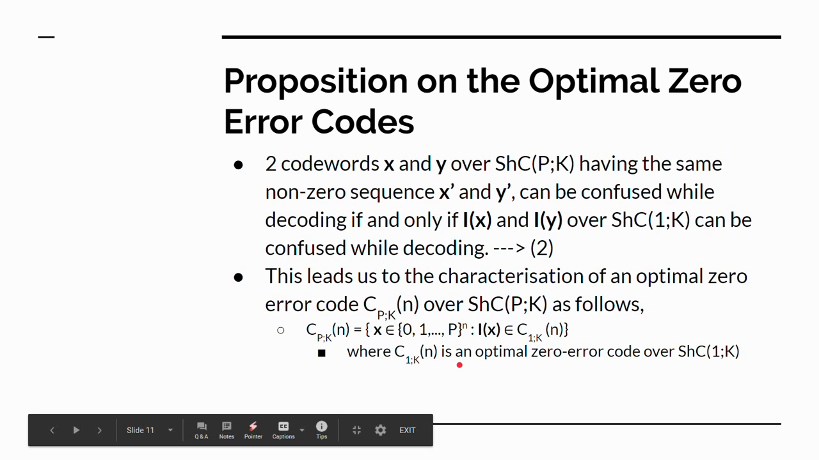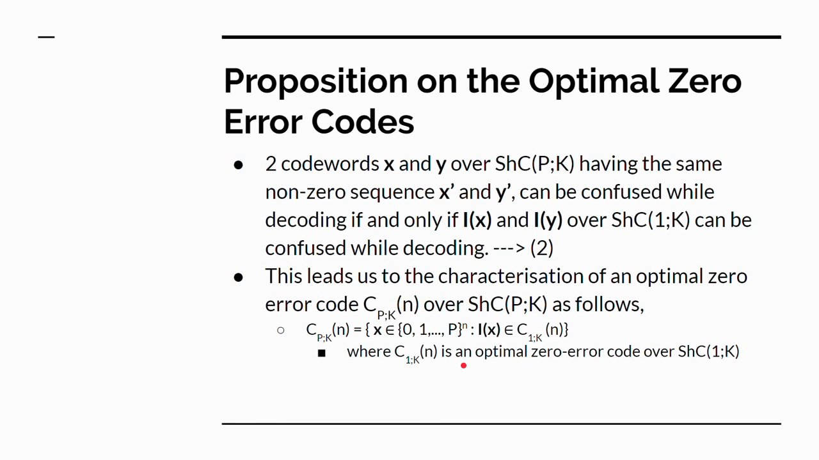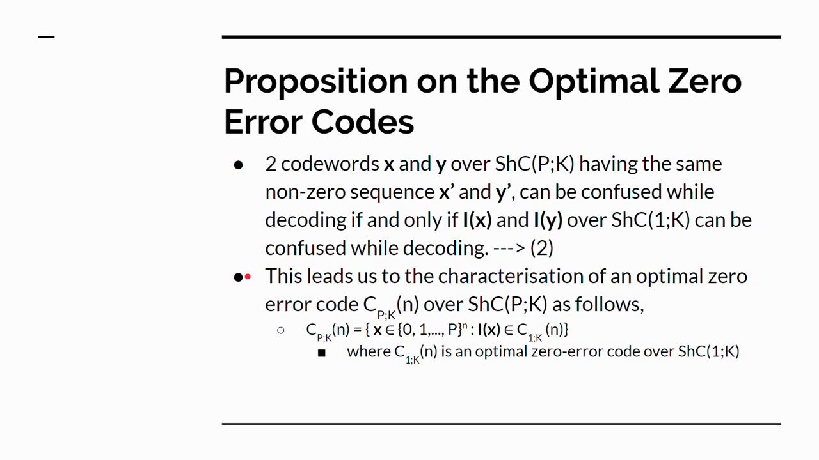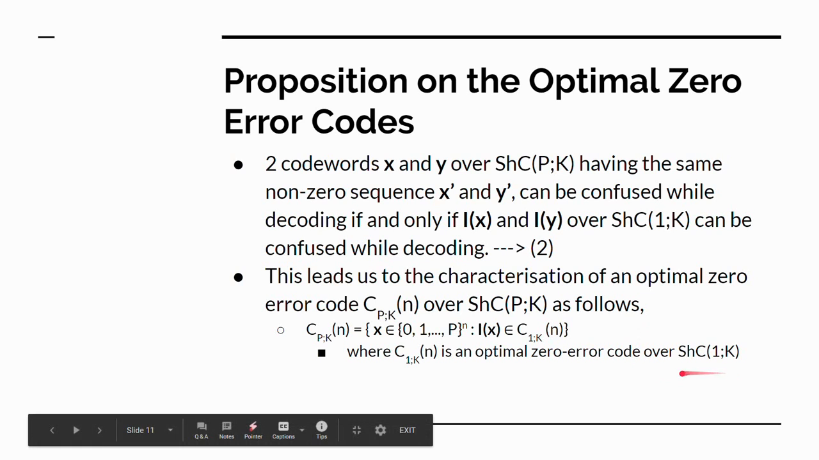So now two code words x and y over the shift channel having the same non-zero sequence can be confused while decoding if and only if their indicator counterparts I of x and I of y are also confused while decoding. Now this is because again the shift channel can only add zeros and doesn't add any non-zero elements. So as a consequence of the previous proposition, if a code word is an optimal code in the p, k shift channel, then its I of x counterpart is also an optimal zero error code word in the binary shift channel.